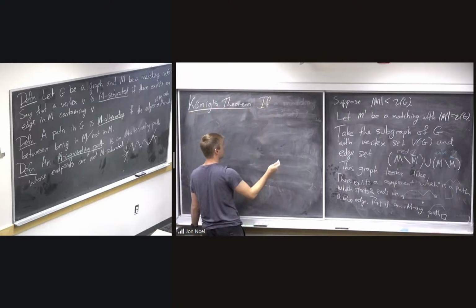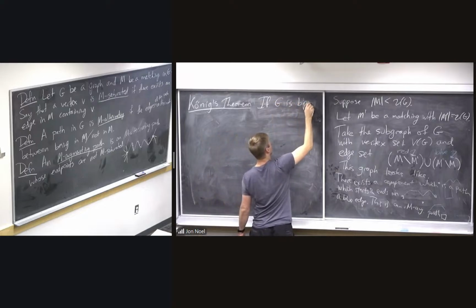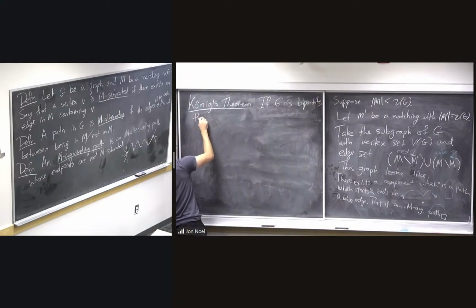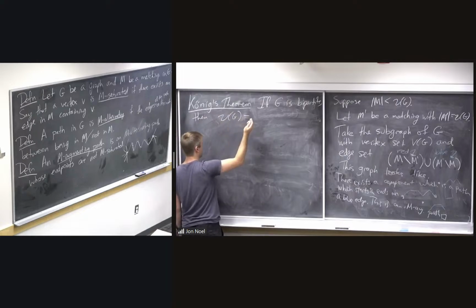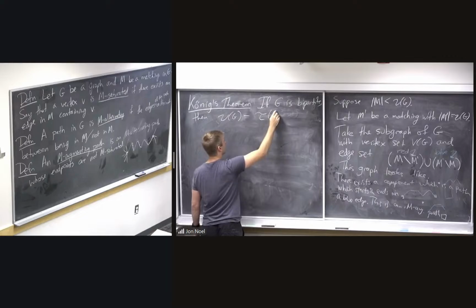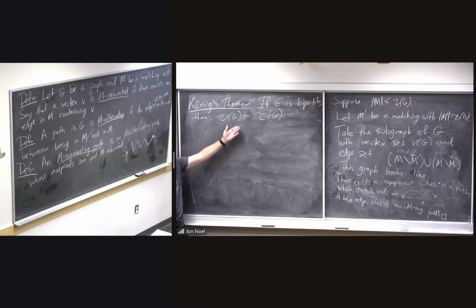So what this says is if G is bipartite, then the matching number of G is actually equal to the vertex cover number of G. Okay, so we had this relationship before that there was an inequality, but actually if it's bipartite, magically these things just end up being the same thing.